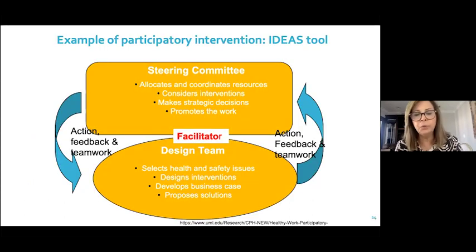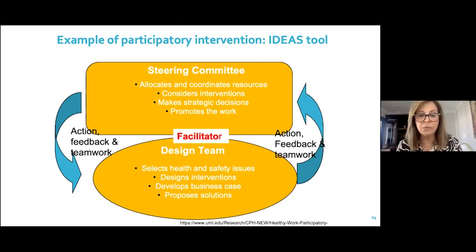Here, I'm going to provide an example of the participatory approach by one of the NIOSH National Centers of Excellence, the Center for the Promotion of Health in the New England Workplace. I was one of the investigators in this center, and I was actually involved with developing this tool and using it for many of my own interventions at the workplace.